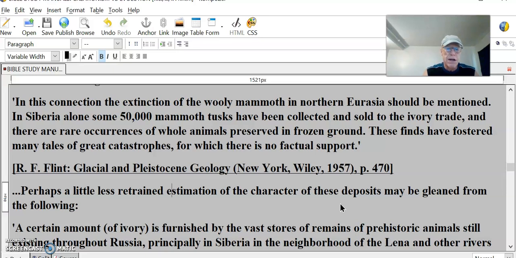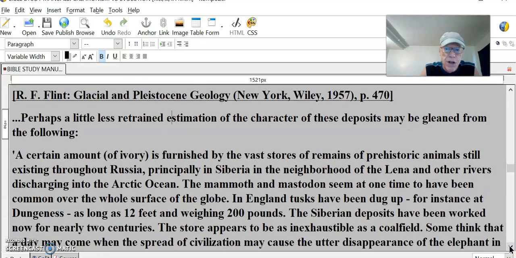Perhaps a little less restrained estimation of the character of these deposits may be gleaned from the following. A certain amount of ivory is furnished by the vast stores of remains of prehistoric animals still existing throughout Russia, principally in Siberia in the neighborhood of the Lena and other rivers discharging into the Arctic Ocean. The mammoth and mastodon seem at one time to have been common over the whole surface of the globe. In England, so they're up there in Siberia.